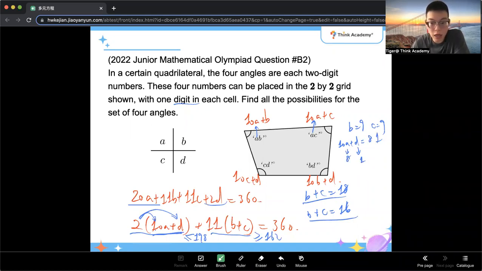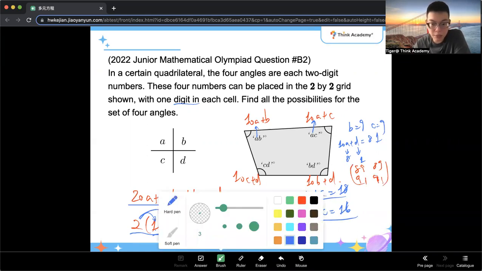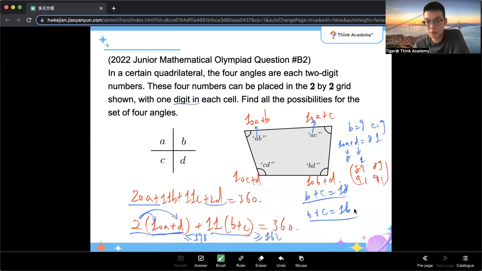The 4 angles are AB, AC, CD, and BD. So 89, 89, 91, 91. So these are the 4 angles. And then when B adding C is 16, it means that there are going to be different possibilities, which are either 8 and 8 or 7 and 9, right? So these are the 2 possibilities for the 2 angles.